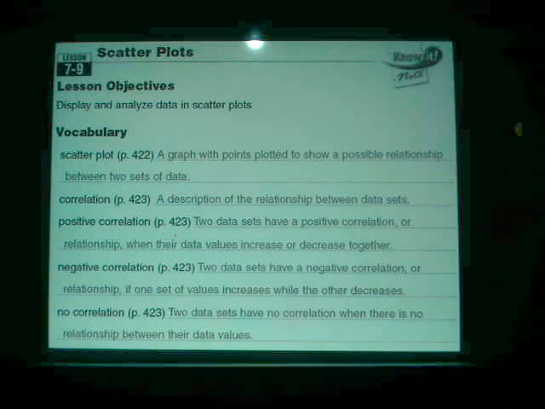Chapter 7, Section 9 is entitled Scatter Plots. And in this section, our objective is to display and analyze data displayed in scatter plots. We'll begin with the essential vocabulary for Chapter 7, Section 9.